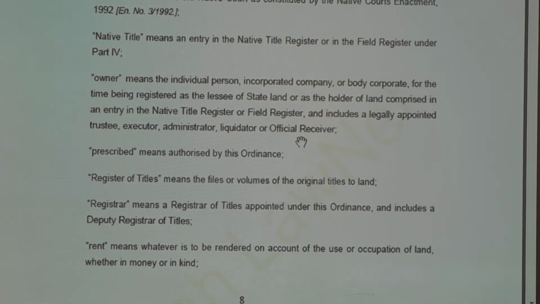While we are here, I will just mention very quickly about native title and field register. Field register is also a form of native title. The distinction between native title and field register is that they are also a kind of lease, in the form of a lease by the state government to the native. The difference here is that there's no tenure. There's no 99 years, there's no 999 years, there's no 60 years.